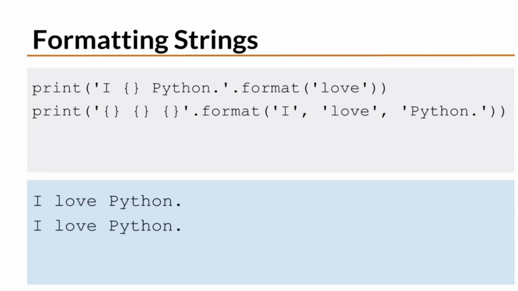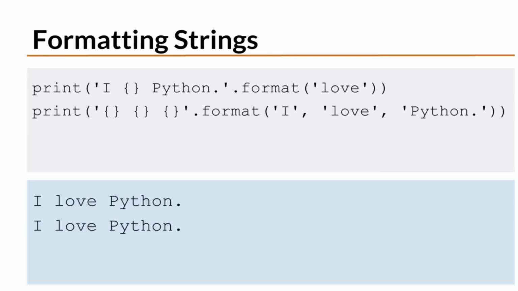Instead of concatenating strings to produce the format you desire, you can call the format method on a string. Create placeholders, also known as format fields, by using curly braces in the string and pass in values for those fields to the format method. By default, the first pair of curly braces will be replaced by the first value passed to format. The second pair of curly braces will be replaced by the second value passed to format, and so on.